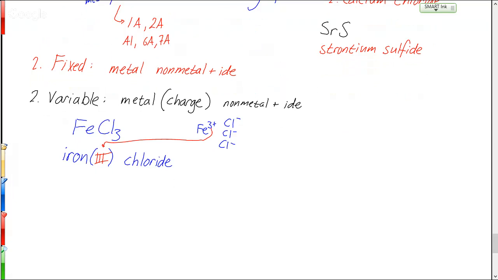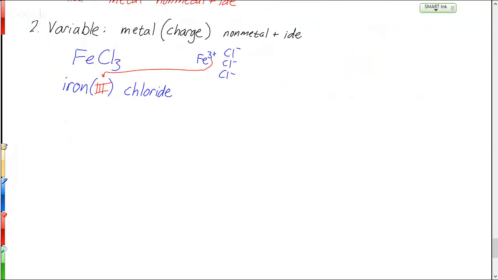All right, let's try another one. See if you can figure this one out. TiO2. What would you name that compound? Titanium oxide. Close. So we gotta figure out whether it's variable or fixed, and then if it's variable, determine the charge on the metal.